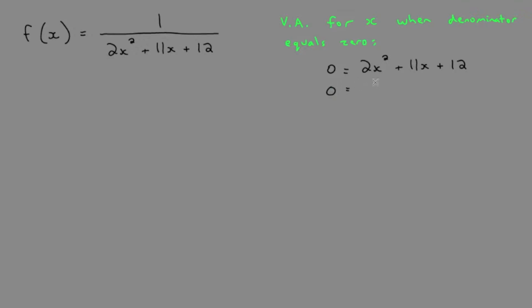solutions for x. So factoring this, if you want a review on factoring, take a look at some of the older videos. Factoring this, we need to find the two numbers that multiply to 24 and add to 11. So that would be 8 and 3. And we split the middle term into that. And common factor.